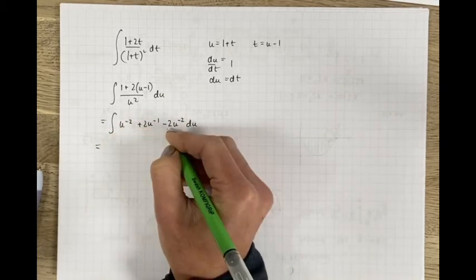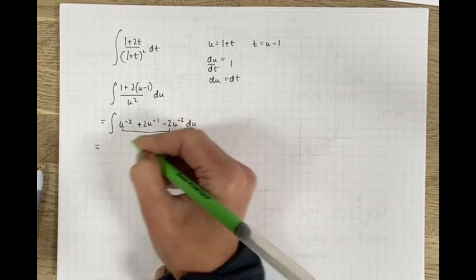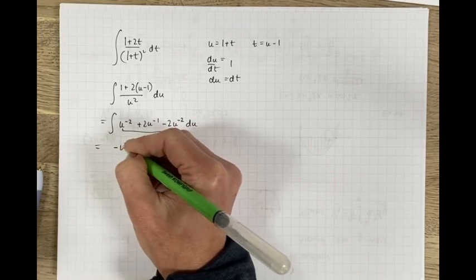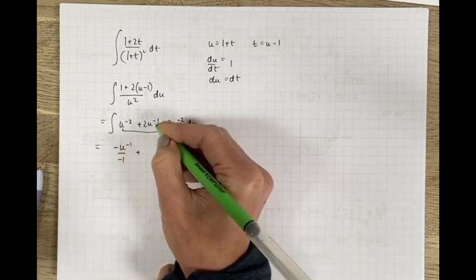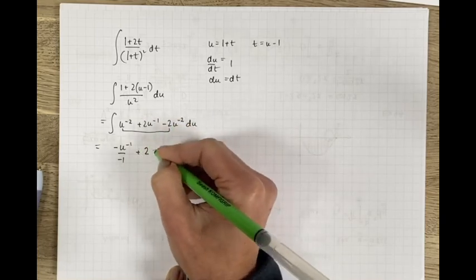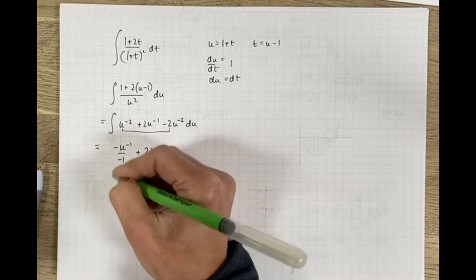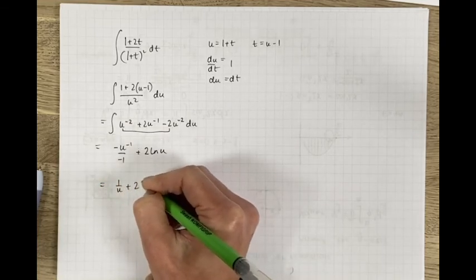Actually these two are the same, there's minus 1 of them. So add 1 to the power and divide by that power, so you've got minus u to the power minus 1 over minus 1. And then this one is going to go to ln, because adding 1 to the power and dividing by the power doesn't work. So you've got 1 over u plus 2 ln u.